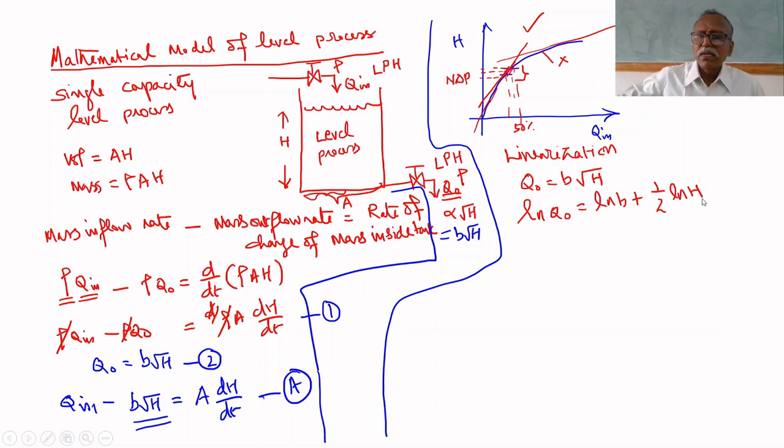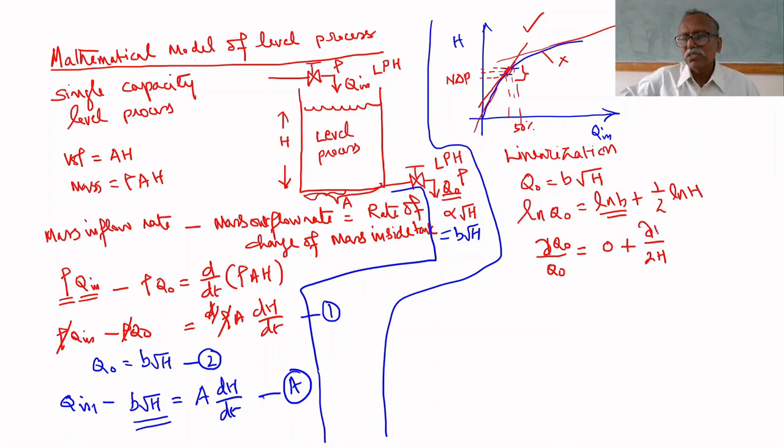Take partial differentiation on both sides. If you partially differentiate ln of Q naught, you will get 1 by Q naught dou Q naught, because if you differentiate ln of x, you get 1 by x. Ln of B is a constant, so it becomes 0, plus 1 by 2H, already the 2 is there, 1 by 2H dou H.